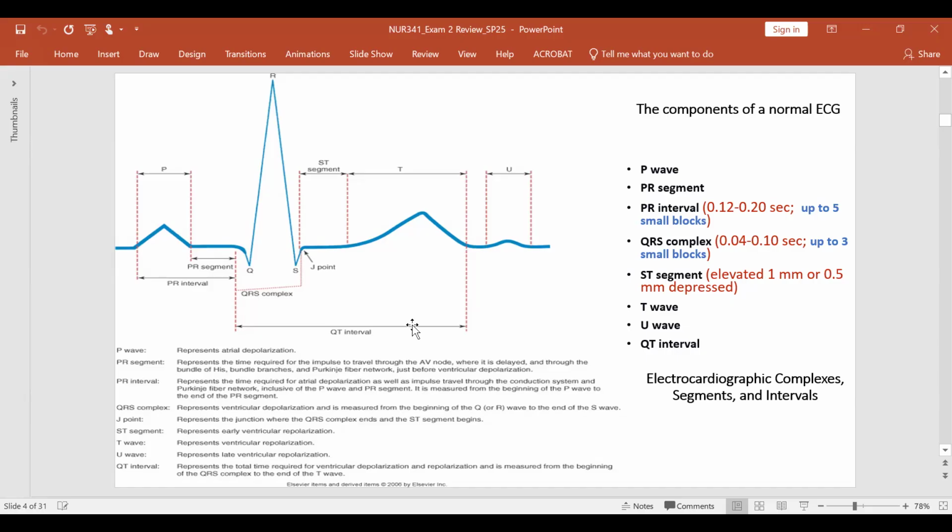The ECG analysis to have... sorry. I'm not sure. I lost the slide somewhere.